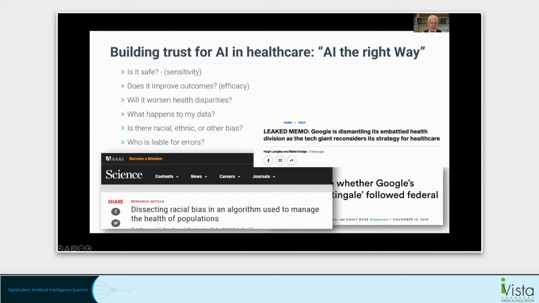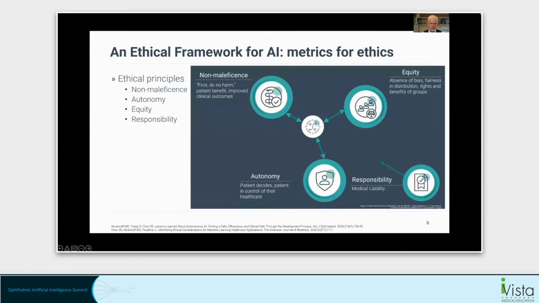We need to have all stakeholders accept, because they have questions such as, is it safe? Does it improve outcomes? Will it worsen health disparities? Is there racial or ethnic bias? What happens to my data, and who's liable for errors? We have addressed all of these in these frameworks, and that was necessary to make sure that all stakeholders, payers, physicians, patient organizations, bioethicists, regulators, all accept AI as solving a major problem in the right way.